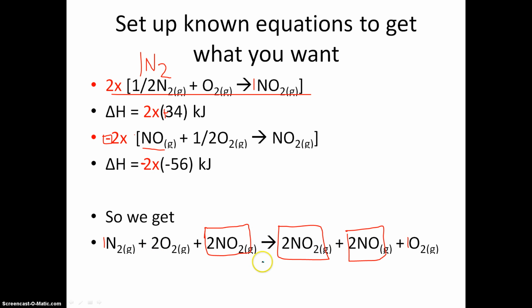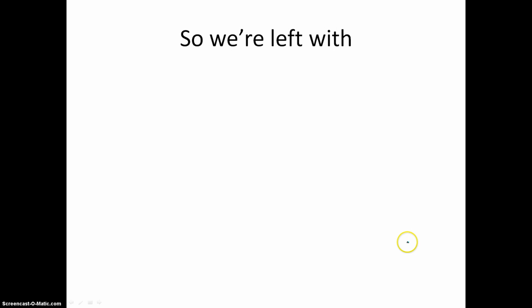Now you'll notice there's 2 things that we can cancel out right here, because they're on opposite sides of the reaction. And then we can cancel out 1 mole of O2. So this will become 1 mole, and this 1 mole right here will cancel it out. So essentially what we're left with is 1 mole of nitrogen, like we wanted, 1 mole of oxygen like we needed, and 2 moles of nitrogen monoxide, which is a product that we wanted.